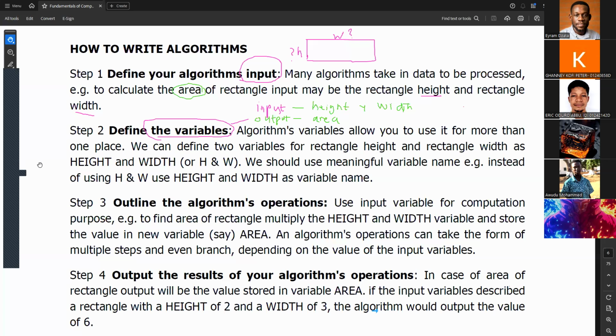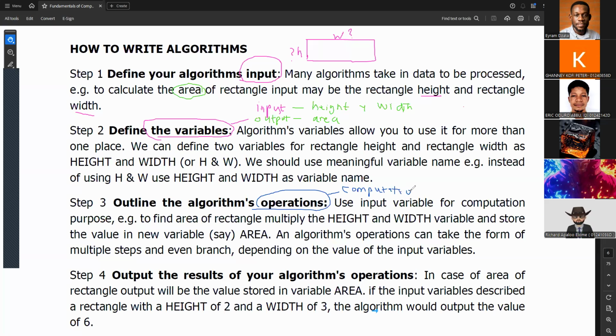Now, the third step says we should outline the algorithm's operation. Another word you see in other books is the computation, the algorithm's computation, or you are computing. Another word you see is the processing. How is the processing taking place?